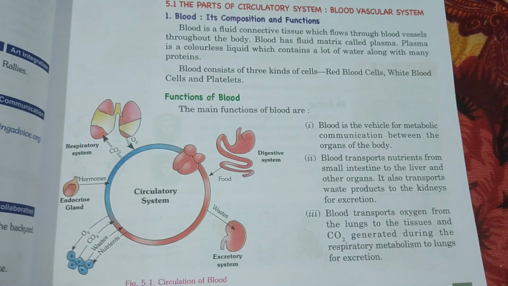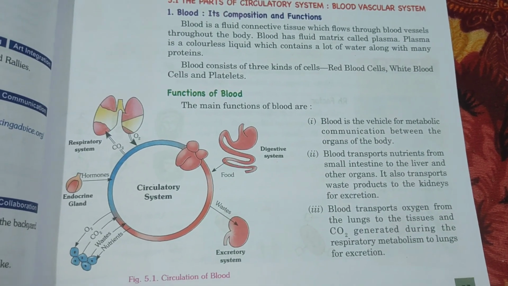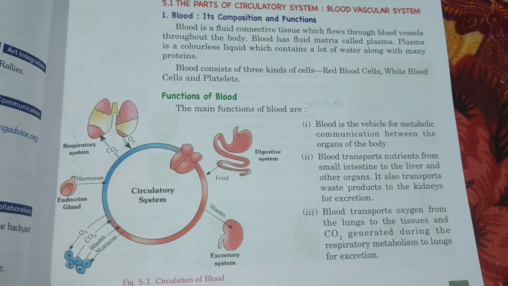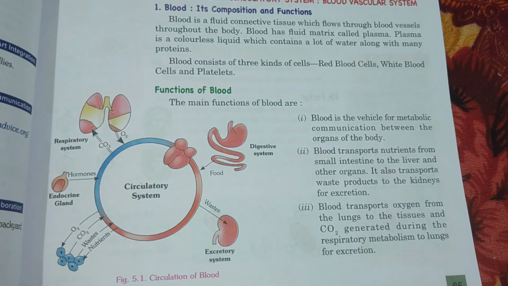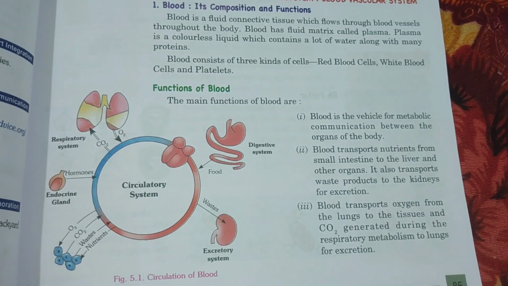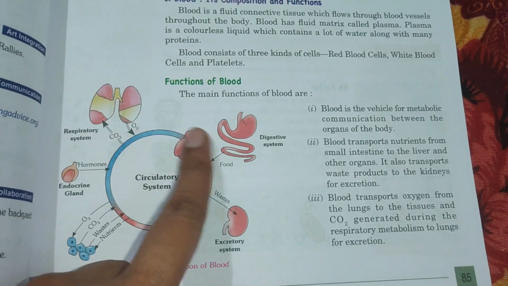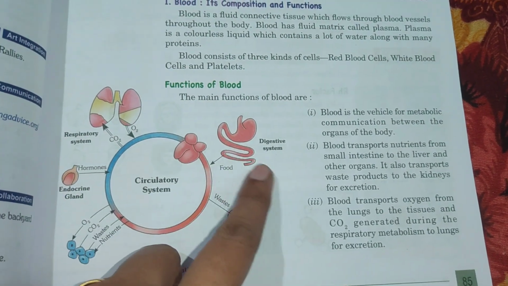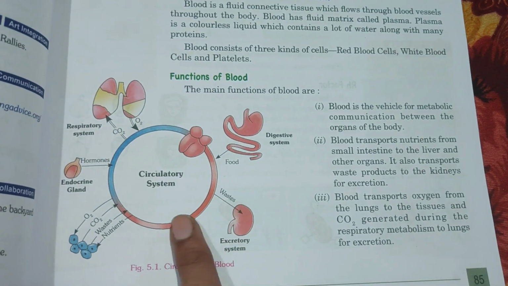So when we eat food, what happens? All the nutrients from the small intestine will be transported to all the parts of the body. The energy is transported to the liver and all the other organs by means of blood. It also transports waste products to the kidneys for excretion. So in the digestive system, food is transported like this, and the wastes are also transported.